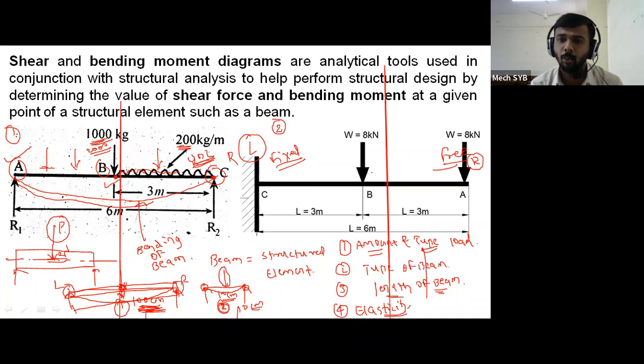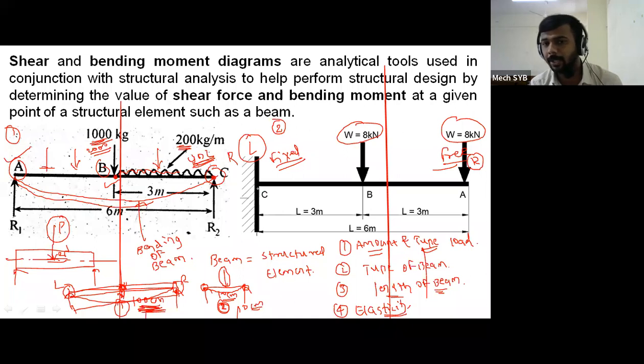And here the 2 point loads are applied. One load is applied at the center point, its magnitude is 8 kilonewton. Second load is applied at the free end, its magnitude is also 8 kilonewton. Now due to this number of loads applied here in the second figure also there is a possibility of bending.